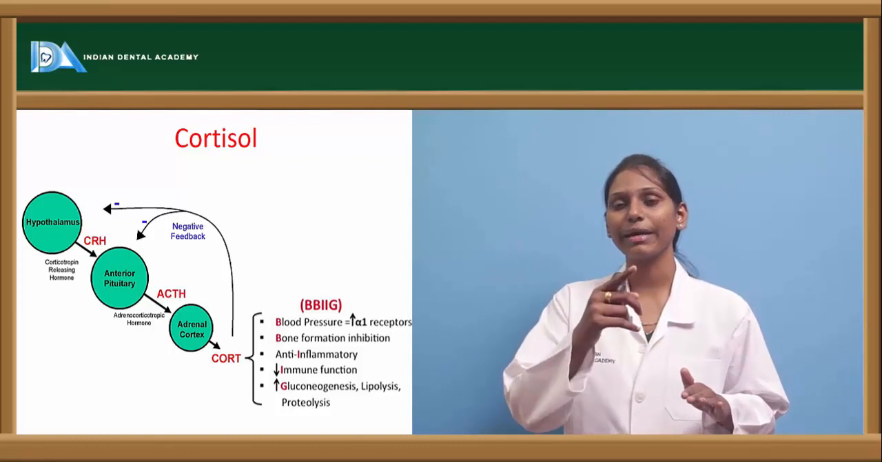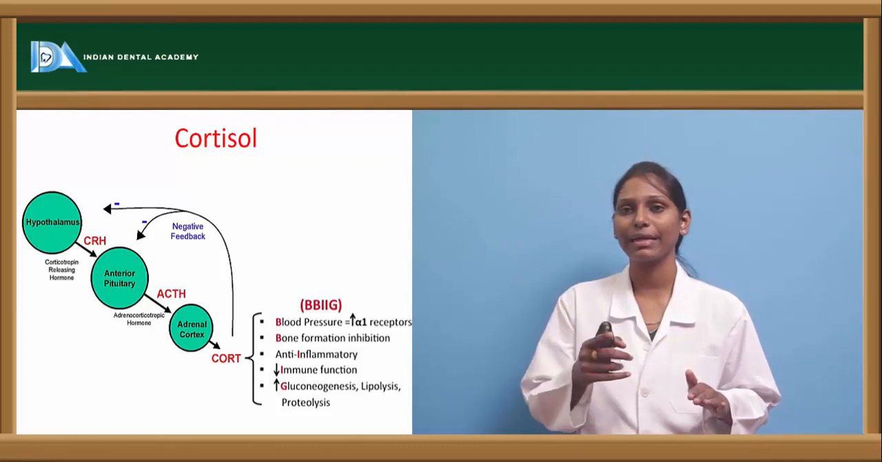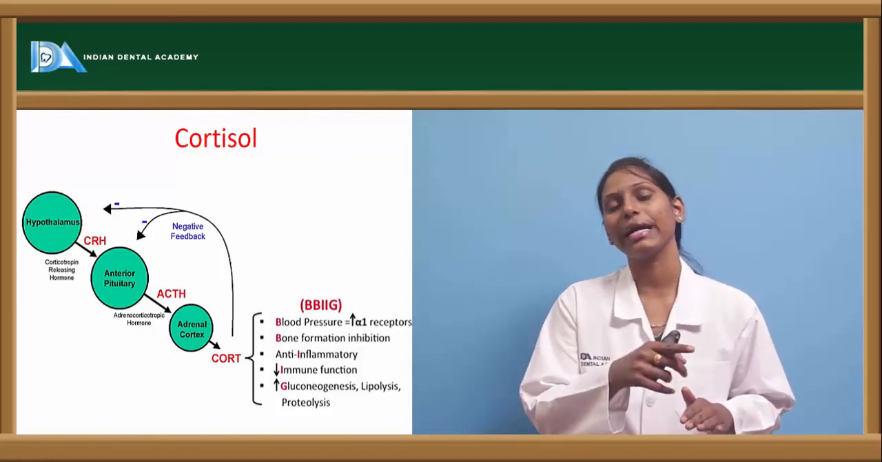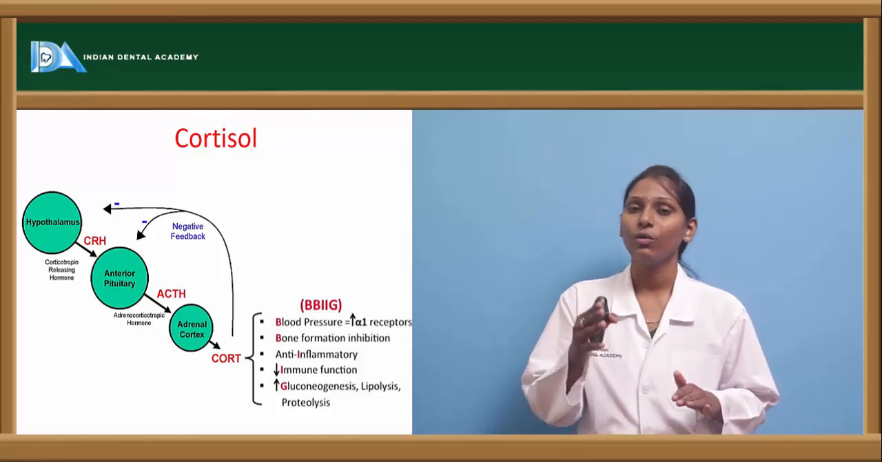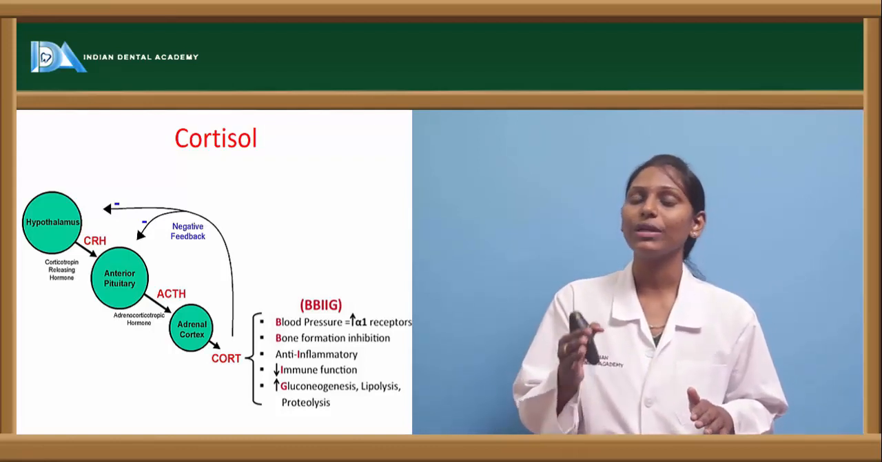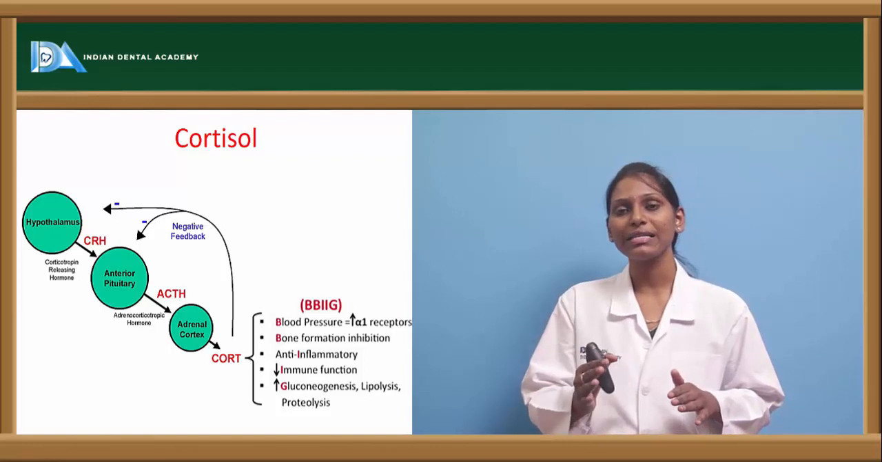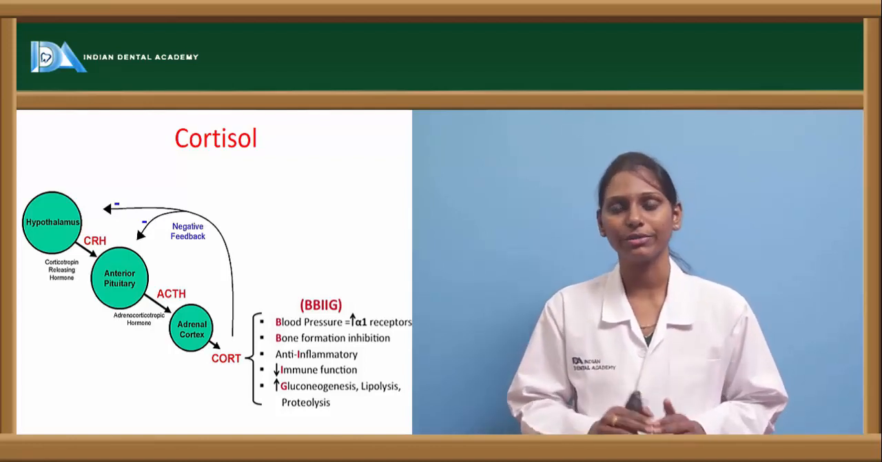When the blood levels of cortisol reach the required level, the body sends a negative feedback mechanism. Through this negative feedback mechanism, it sends a message to both the hypothalamus and the anterior pituitary, where the corticotrophic releasing hormone and ACTH will be stopped. That is how cortisol is usually maintained in the body.